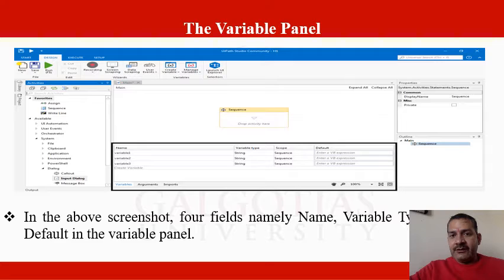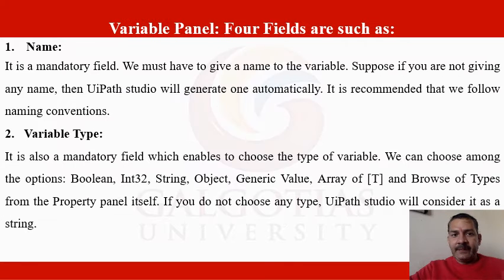This is all about the variable panel. 4 fields we have already discussed: name, variable type, scope, and default value. The name is the mandatory field. You must give the name to the variable. Suppose if you are not giving any name, then UiPath Studio will generate one automatically. It is recommended that we follow naming convention. This is the mandatory field.